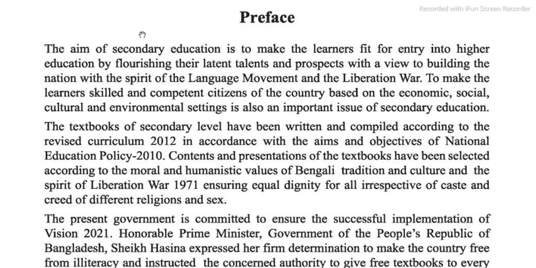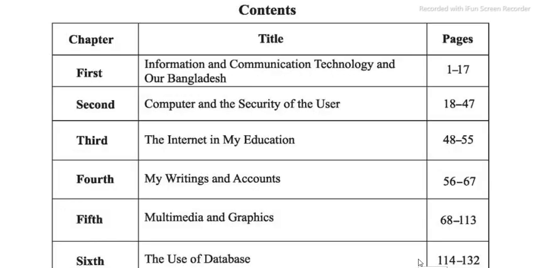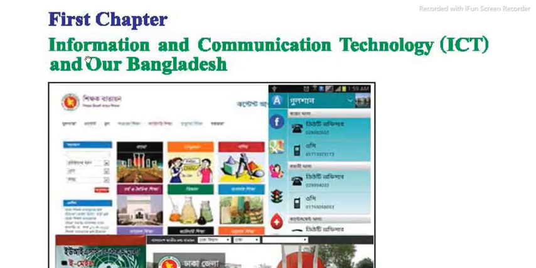Preface. Dear friends, there are some important things here that you will try to read and understand for yourself. The table of contents is given here. Here are 6 chapters for you. Let's see what happens. Friends, today we will start reading from the first chapter. First chapter, Information and Communication Technology, ICT, and our Bangladesh.